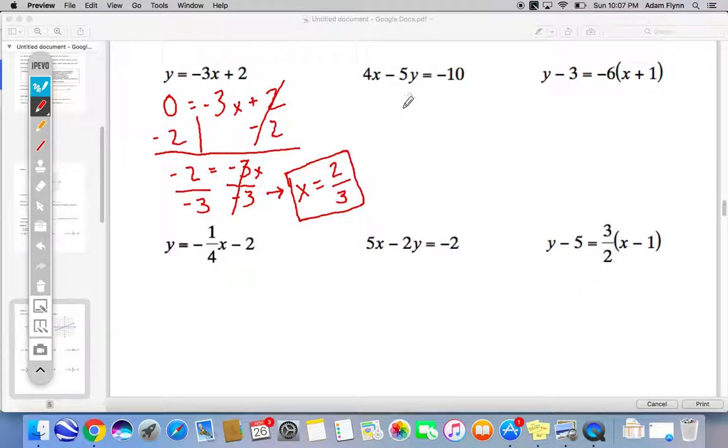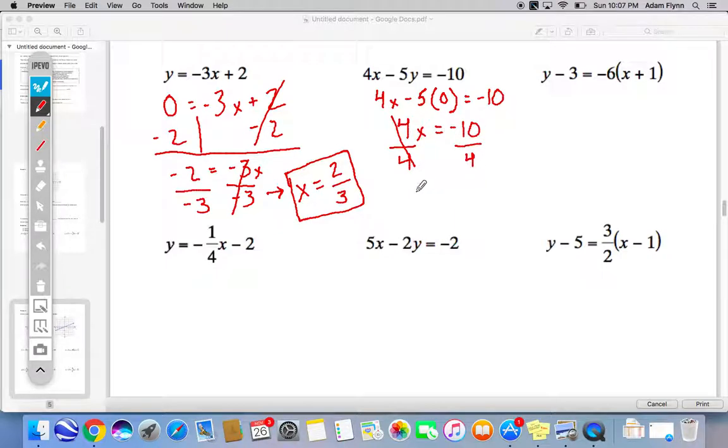This next one is in standard form, so I'll do the same thing. I know my x-intercept is where my y-coordinate is 0. So 4x minus 5 times 0 equals negative 10. Let me simplify this. 4x equals negative 10. To get the x by itself, I can divide both sides by 4. The 4's cancel, so I'm left with x equals negative 10 over 4.